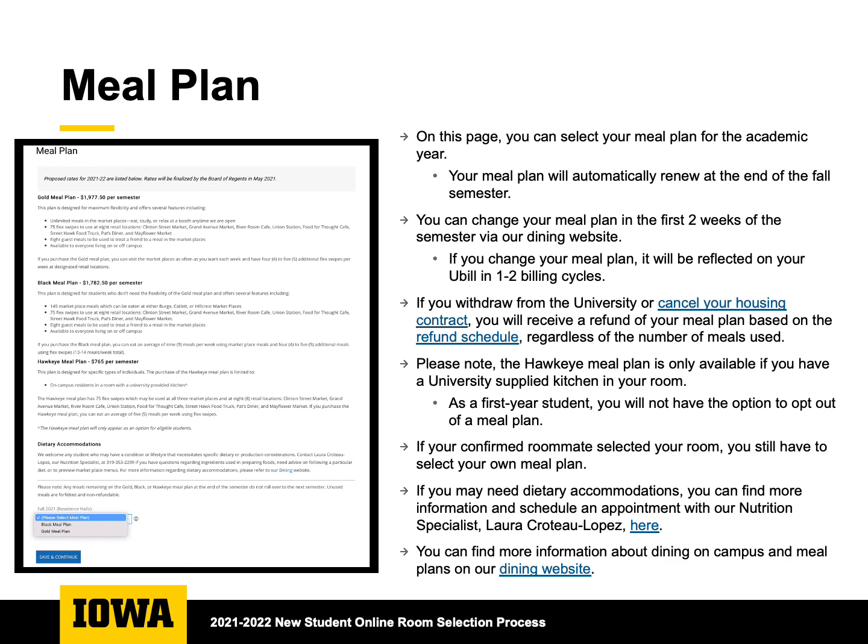Please review the following information about meal plans. At the bottom of this page, you can select your preferred meal plan from the drop-down menu and hit Save and Continue. Please note that students without a university-supplied kitchen are required to have either the Black or Gold meal plan. Students with a kitchen can select Black, Gold, or Hawkeye meal plans.